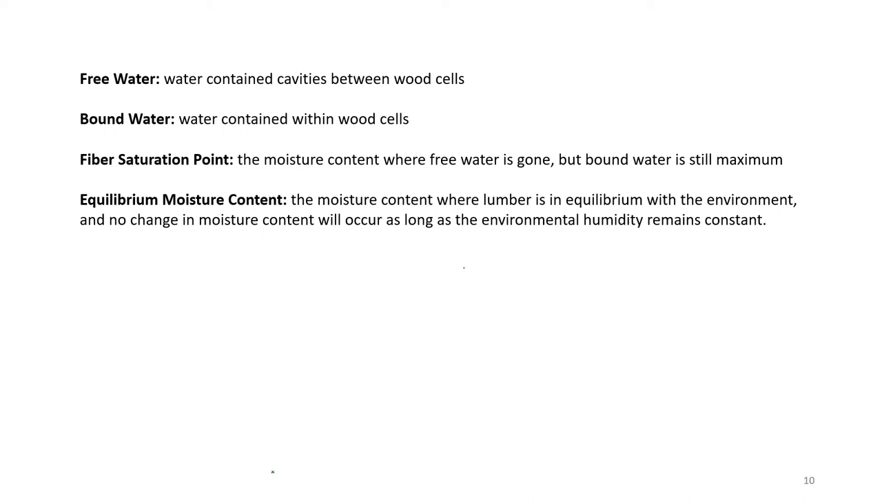Bound water will leave wood after the free water does. So again, the first thing that happens is that you drive off the free water that is outside of individual cells. Then once you pass the fiber saturation point, you start driving off the bound water. Finally, as you keep drying lumber out, eventually you have to hit a point where the drying process is complete. This is referred to as the equilibrium moisture content, or the EMC.